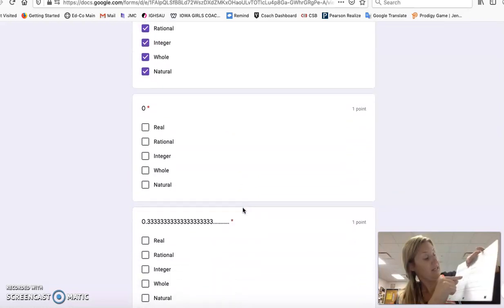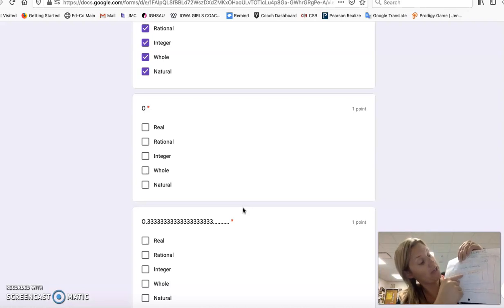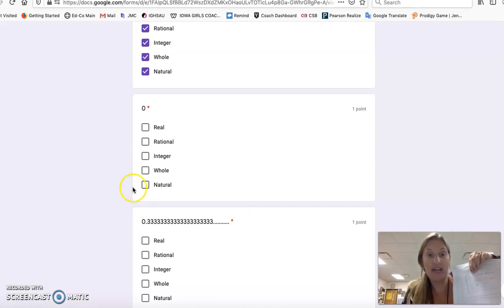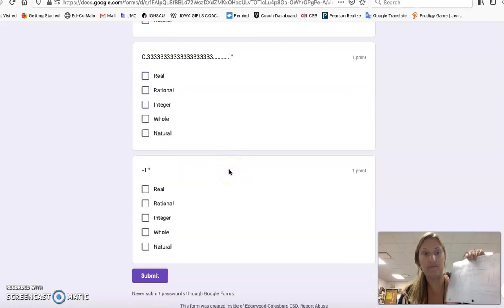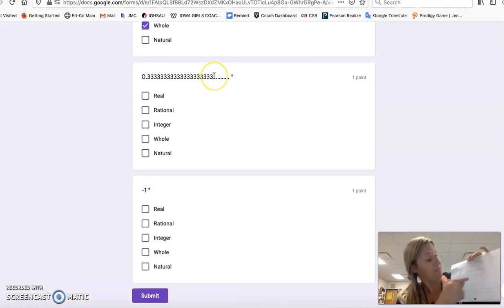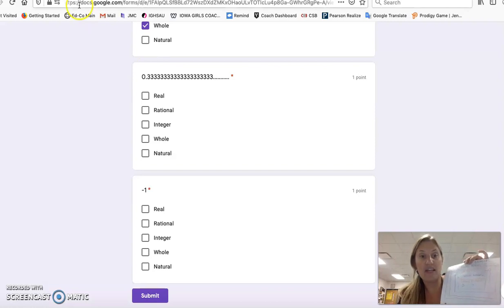0. Can you count to 0? Is 0 a natural number? No. When you count, you do not start at 0, you start at 1. So 0 is not a natural number. It is a whole number. It's not a negative, it's not a decimal, it's not a fraction. So it is a whole number. If it's in the whole number box, it's also in the integer box and in the rational, and of course it's real. This is 0.3 repeating. So 0.333, 0.3 repetend. The inner boxes don't allow decimals. The rational is the one that allows decimals. So this is rational and real.